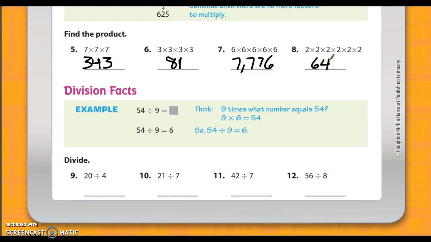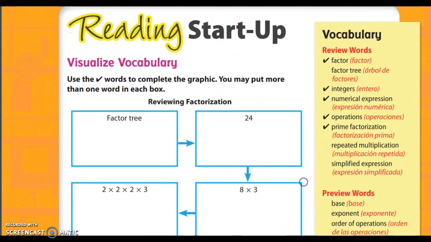Alright, the last 4 are just facts. 20 divided by 4 is 5. 21 divided by 7 is 3. 42 divided by 7 is 6. And 56 divided by 8 is 7. Alright, we're just going to keep this video rolling, and we're going to go into the next page. We're on the reading startup.